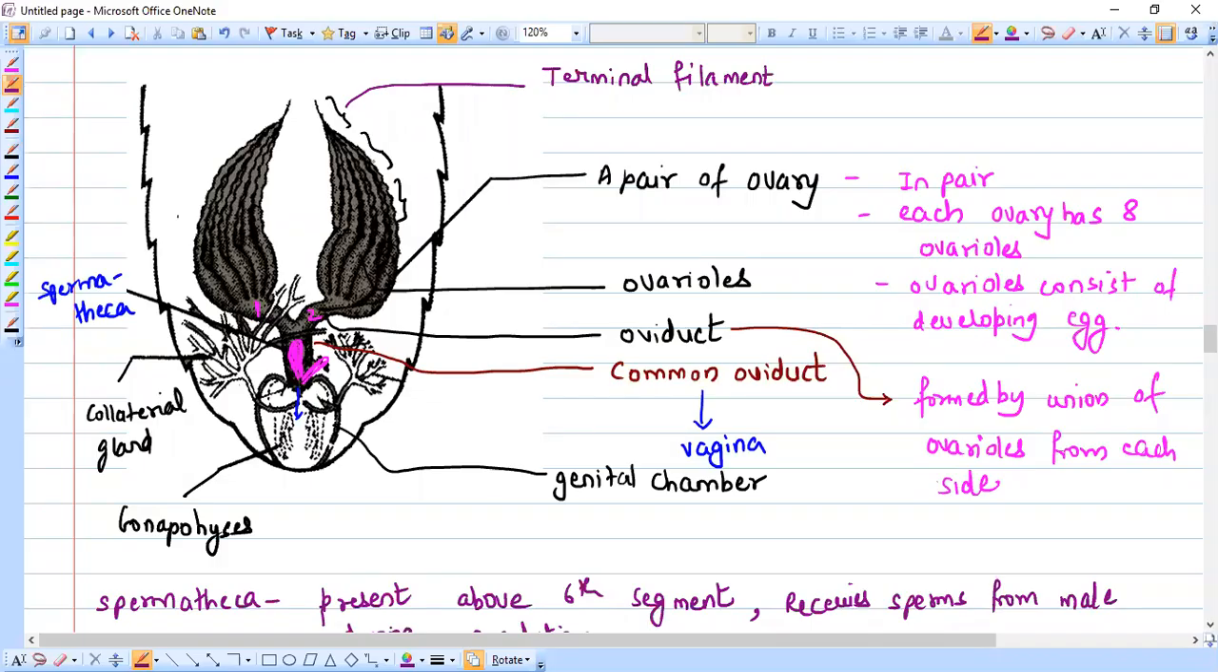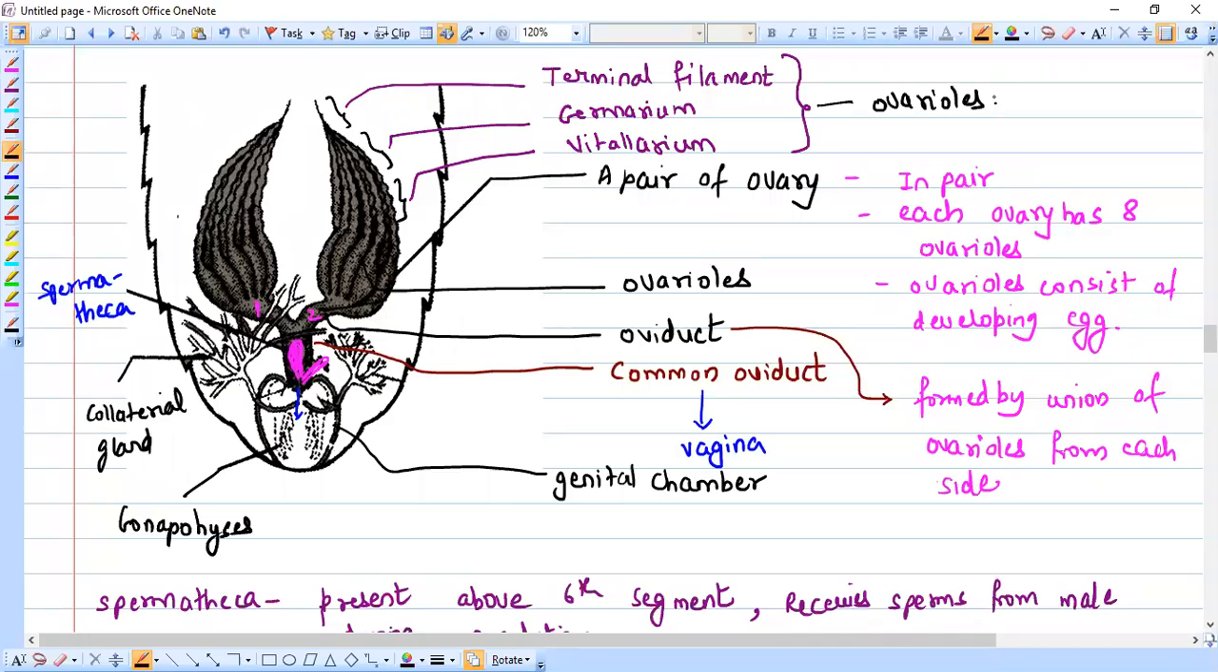Then we have this lower one, the second part. It is called germarium. The lowermost one that you can see here is called vitellarium. And all these three together form a structure called ovarioles. So remember this. All these three parts together will make the ovarioles.